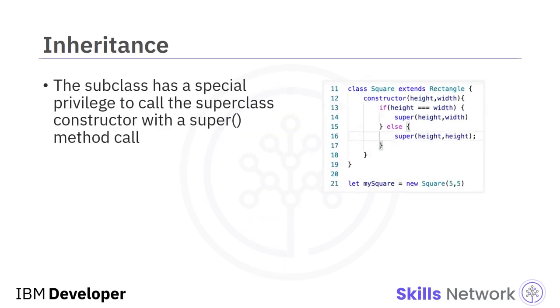The subclass has a special privilege to call the superclass constructor with the super method call. A square is a rectangle with the same value for width and height. Here, if the height is not the same as the width specified, the width will become equal to the height.